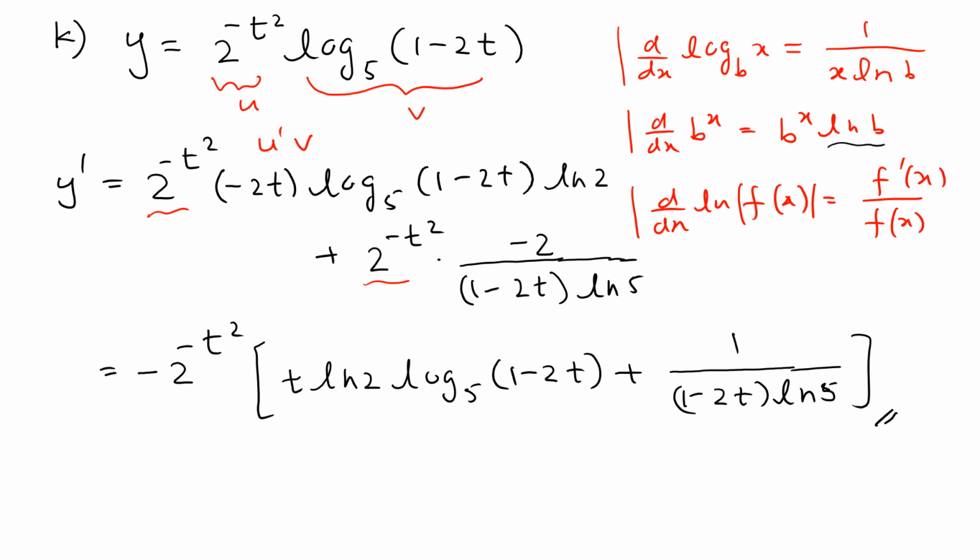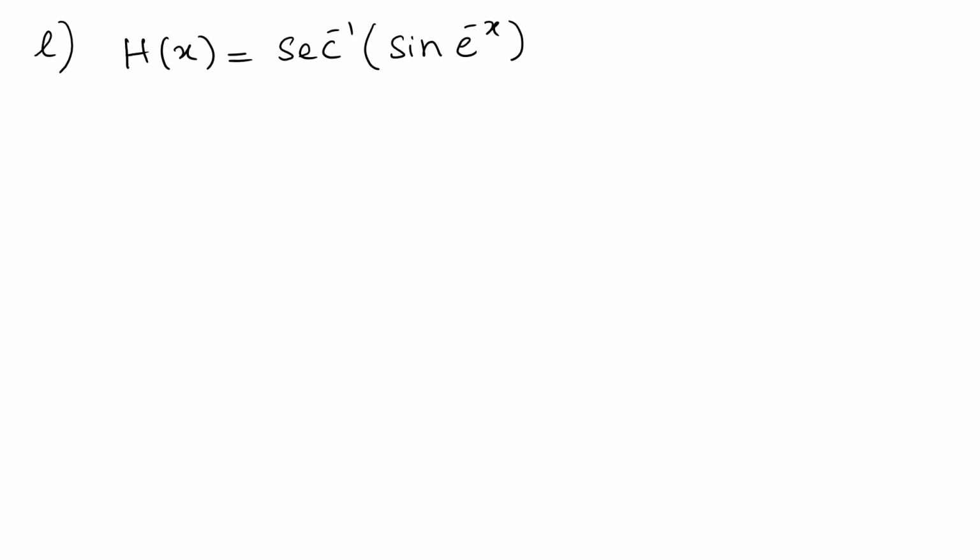So let's look at the next one. As the next one, we have h(x) equals secant inverse of sine of e to the negative x. And you can see that you don't need extra parentheses here, because there's only one function, e to the negative x. So it's clear that that's the only function we have. So there's no confusion. There's something you need to learn, like when to use the parentheses and when not to use the parentheses.